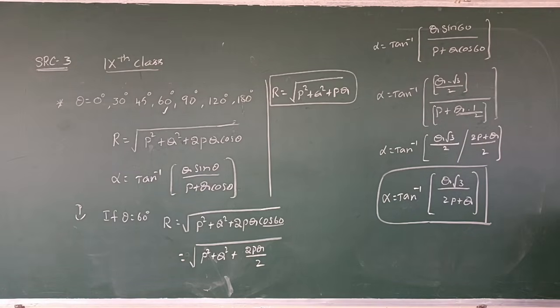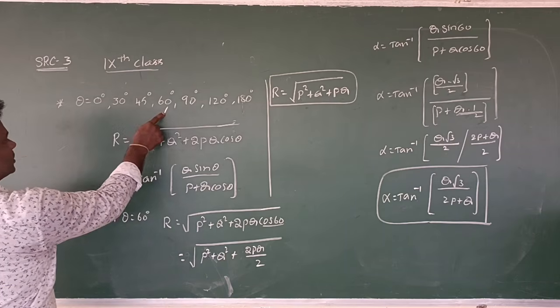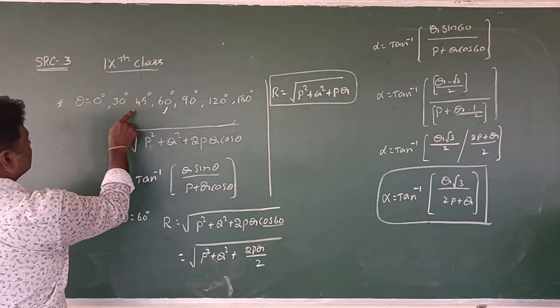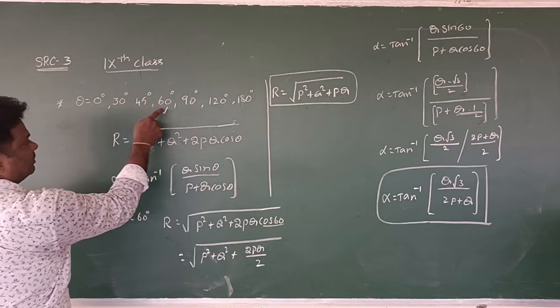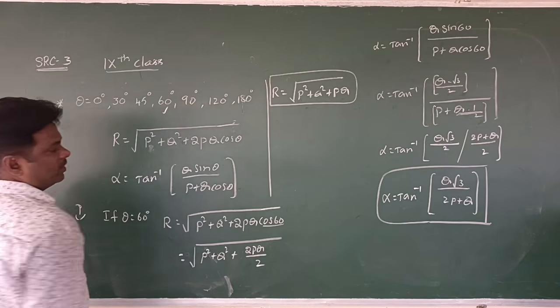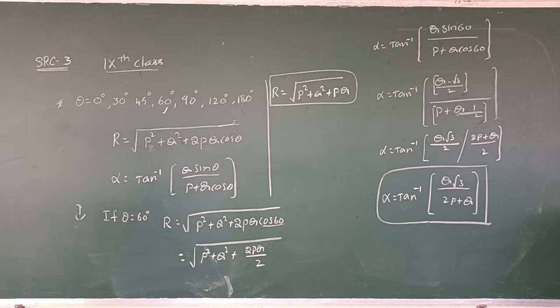Proceed the same calculation, the same theory, for the remaining six angles. I have done 60 degrees. You need to do this for 0 degrees, 30 degrees, 45, 90, 120 and 180. Okay? Note it down.